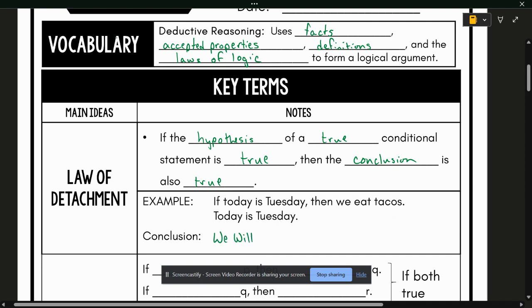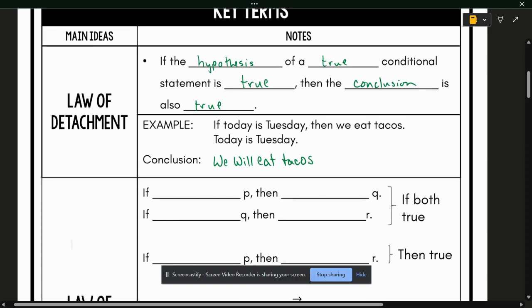Where it gets a little tricky is whenever they say something like, if today is Tuesday, then we will eat tacos, and then it says, we will eat tacos, and they jump right to the conclusion. It's what we call invalid. You can't prove something if you jump right to the conclusion. You have to state the hypothesis first in order to make sure that a conclusion is true. So that's kind of the law of detachment.